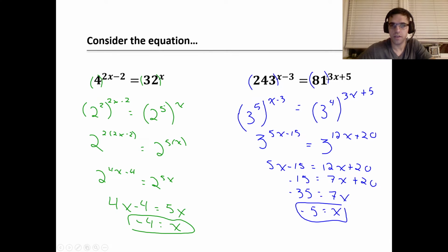Similarly, on the second example, 243 and 81 are both powers of 3. We have 3 to the power of 5 is 243, and 3 to the power of 4 is 81. So I can write these as powers with base 3. And I can simplify the exponents by multiplying, using the distributive property. Then, since I have common bases, I can set the exponents equal to each other, do some algebra, and solve for x. x equals negative 5.